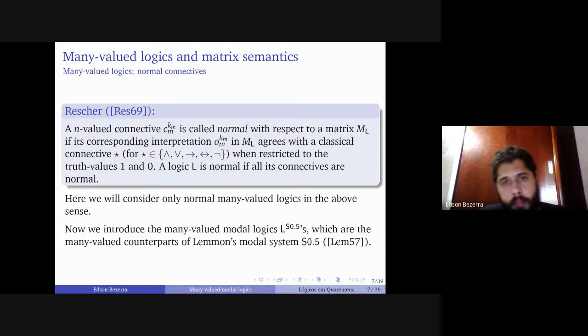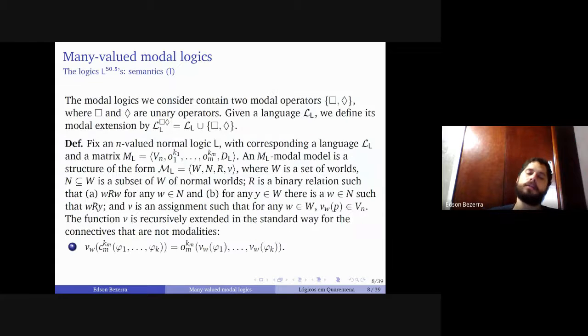Okay. So the modal logics that we will consider here contain two modal operators, box and diamond. They are introduced as primitive in the language.